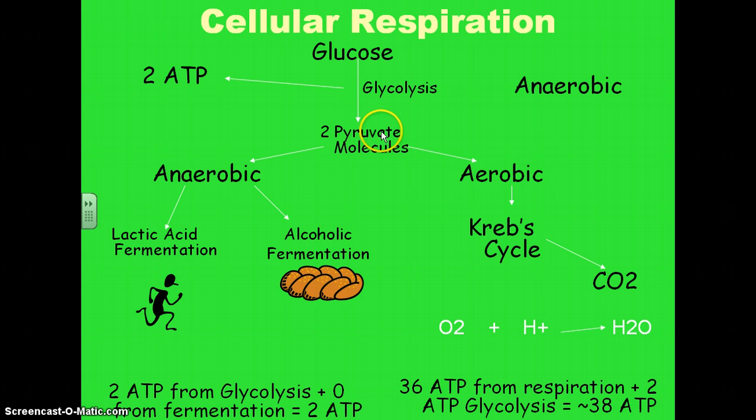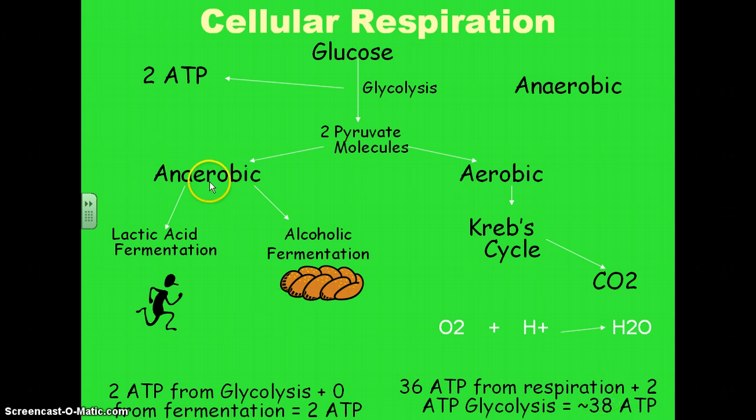Now, depending if your cell has oxygen, it's going to either do aerobic or anaerobic. If it has oxygen, it's going to do aerobic respiration. There's all these fancy things called the Krebs cycle, electron transport chain. All it means is that at the end we produce CO2, H2O, and 36 ATP. Now the 36 ATP plus the 2 from glycolysis usually yields around 38 ATP.